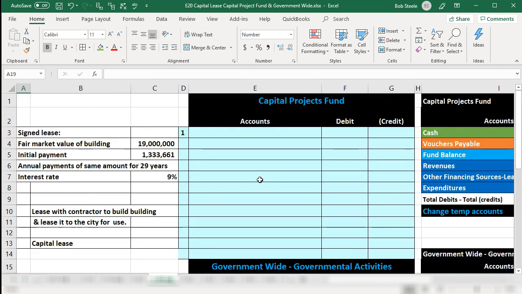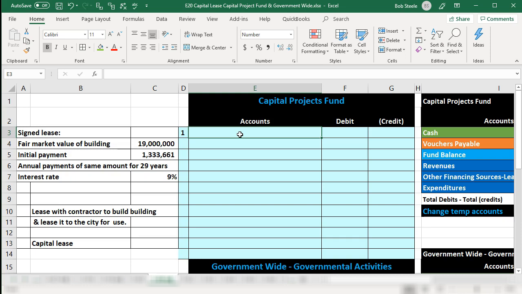What about the capital projects fund? Capital projects funds, we want to track this because this actual lease is going to be also with the construction of the building that we are leasing. So within the capital projects fund, we're going to record the flows. So we're not going to then have the long-term asset being the building on the books, but instead we're going to be recording the flows.